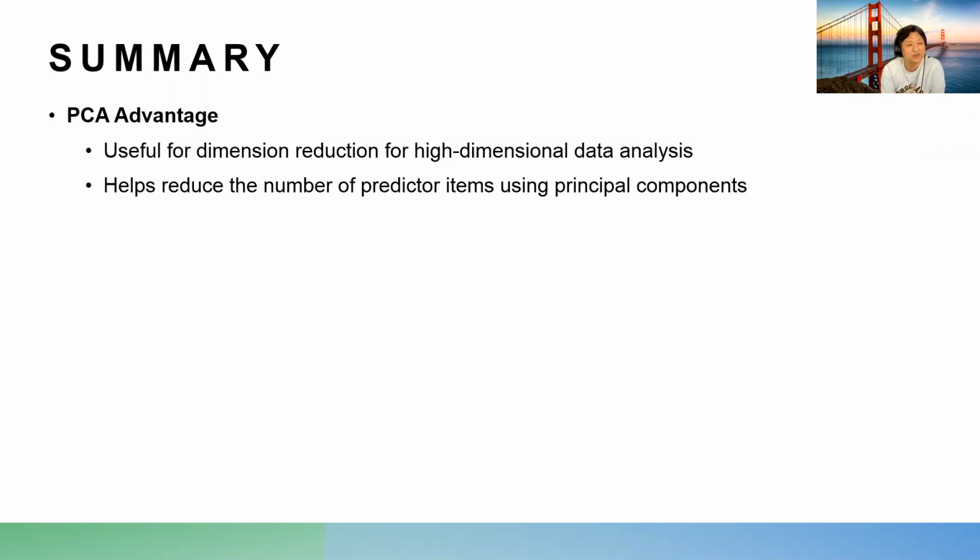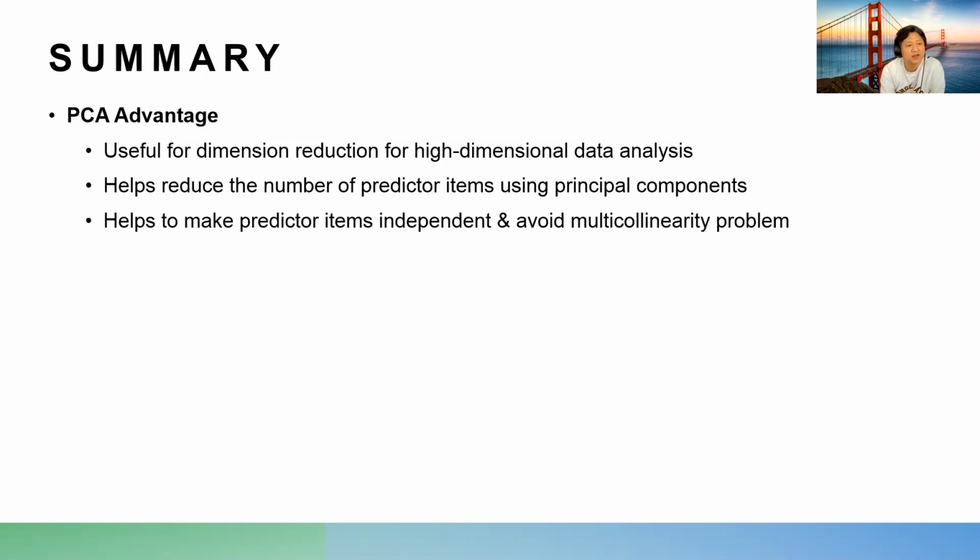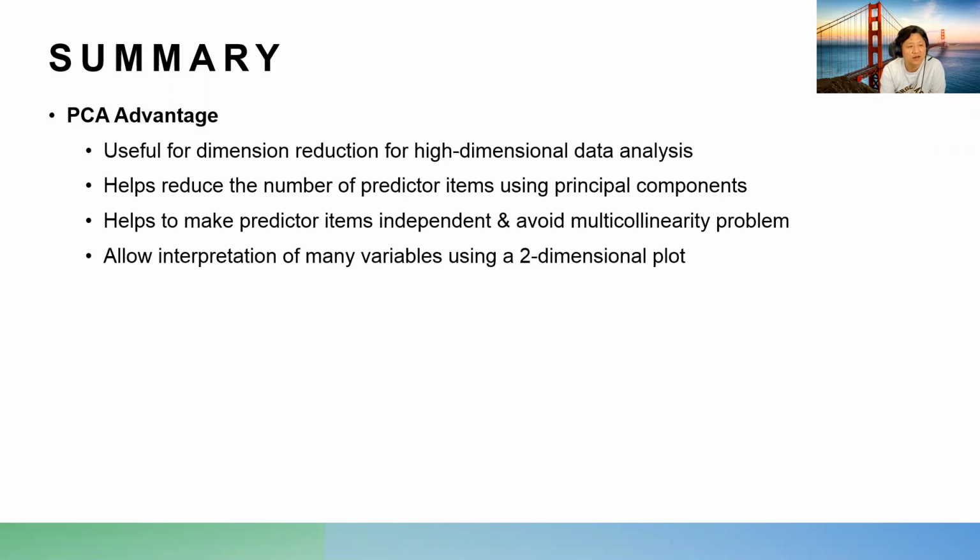It helps to reduce the number of predictor items using principal components. It helps make predictor items independent, right? Make the relationship orthogonal so it can deal with the multi-collinearity problem. And it allows interpretation of many variables using a two-dimensional plot. So it's very useful to interpret the relationship graphically. Okay, and it can be used for developing prediction models.